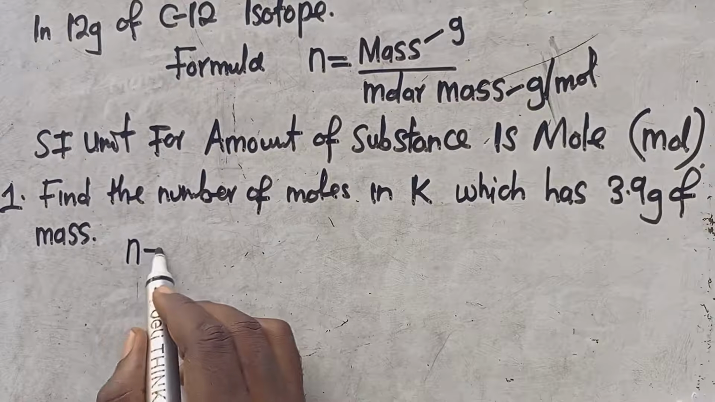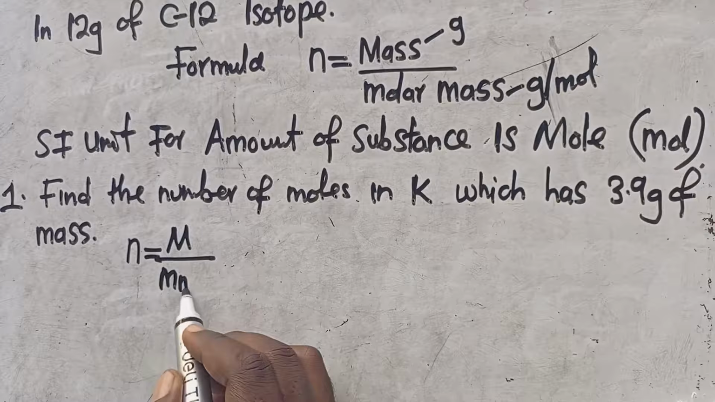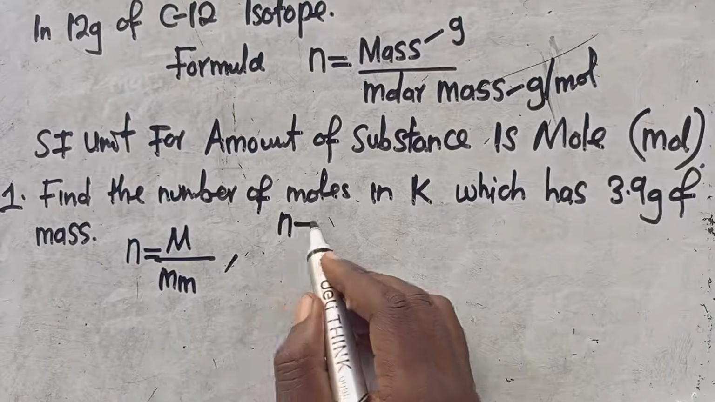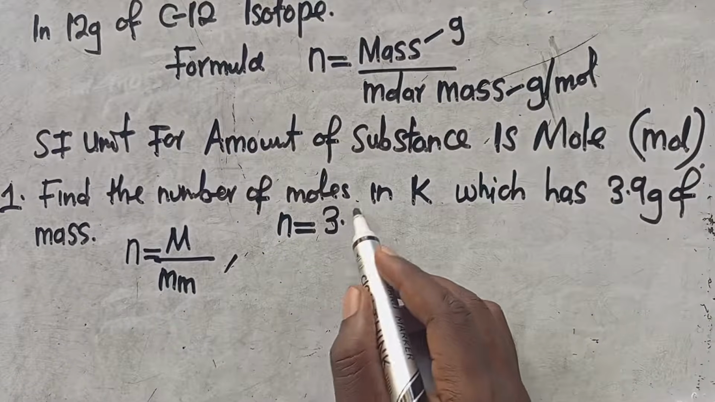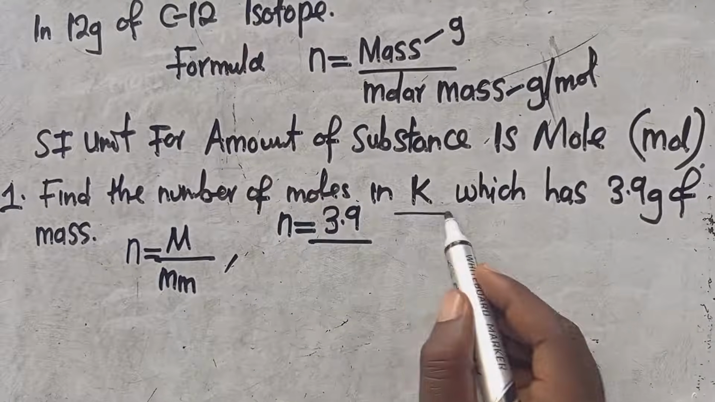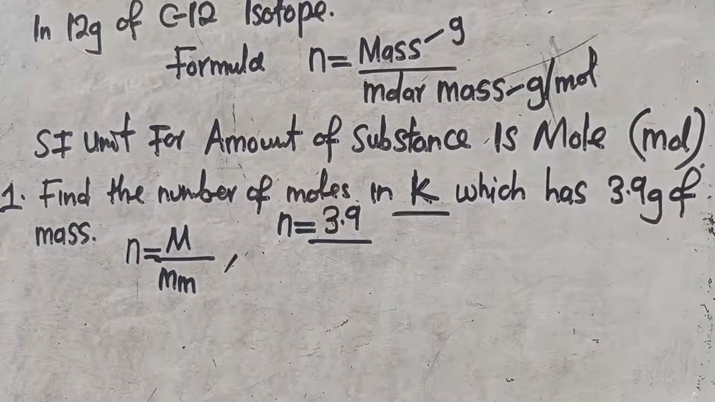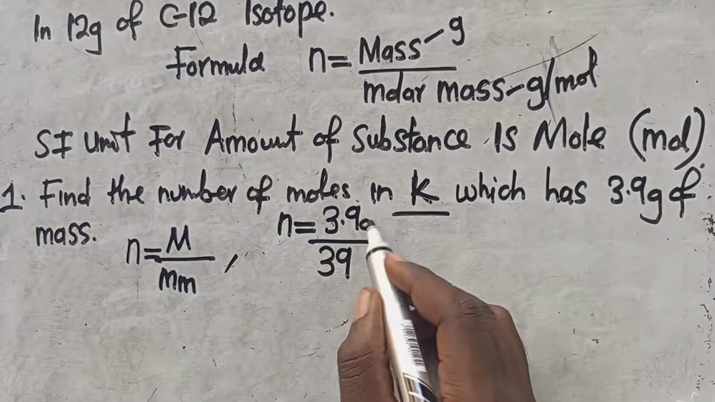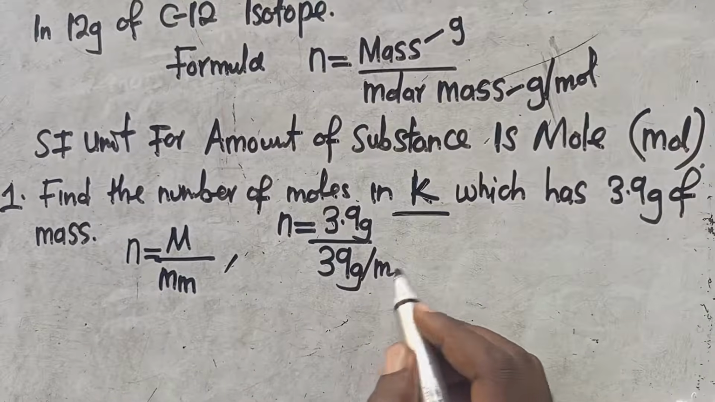The formula is number of moles is equal to mass over molar mass. So number of moles is equal to, what is the mass? The mass is given, 3.9 over, what is the molar mass? Molar mass for potassium, which is K. If you check on your periodic table, this one has got 39. So the mass is 3.9 grams, and this is 39 grams per mole.